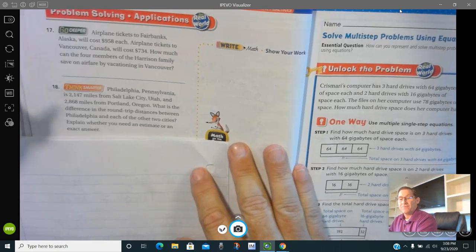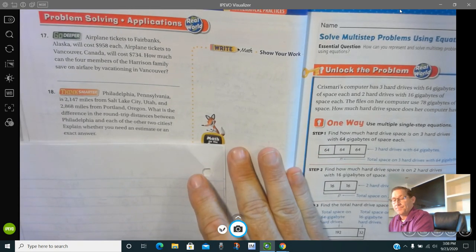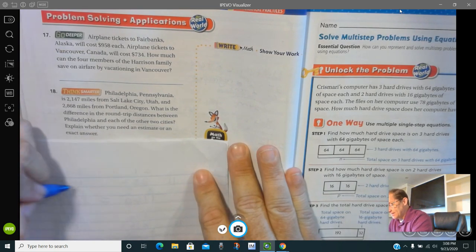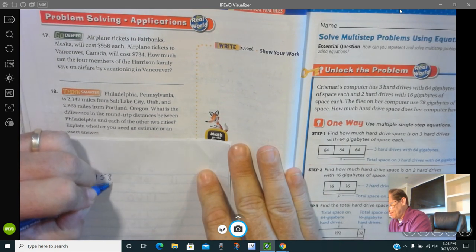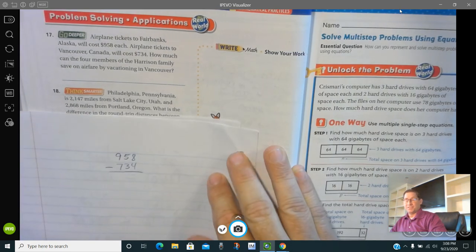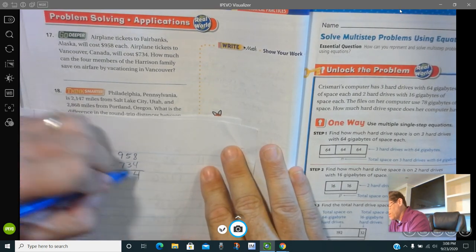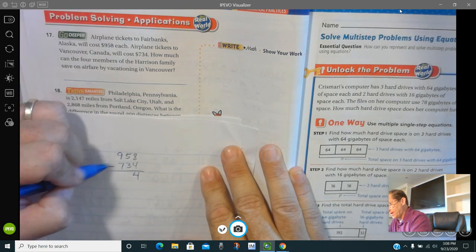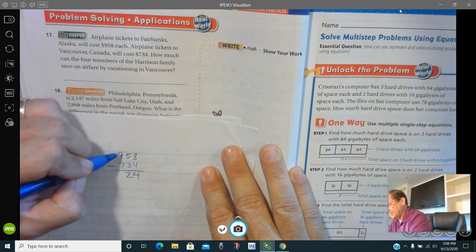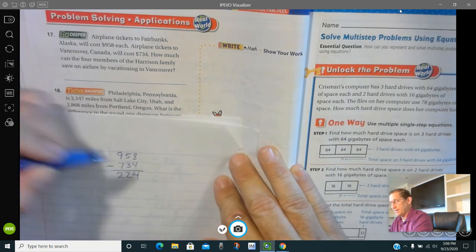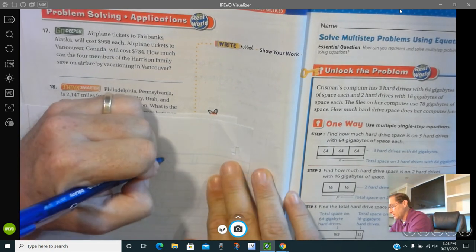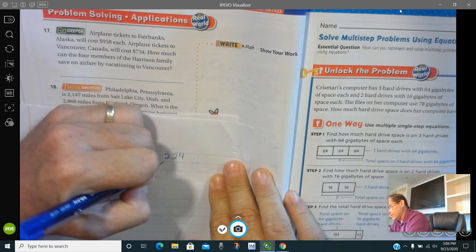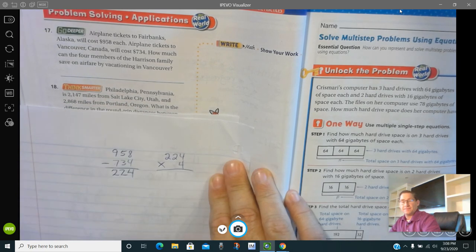Okay, so they're going to buy 4 tickets regardless, right? So why don't we just find out the difference between the 2 trips per ticket? So I'm going to start with subtraction. 8 take away 4 is 4. 5 tens take away 3 tens is 2 tens. 900 take away 700 is 200. Okay, so the difference between the 2 trips per ticket is $224. So then I'm going to go $224 times 4.